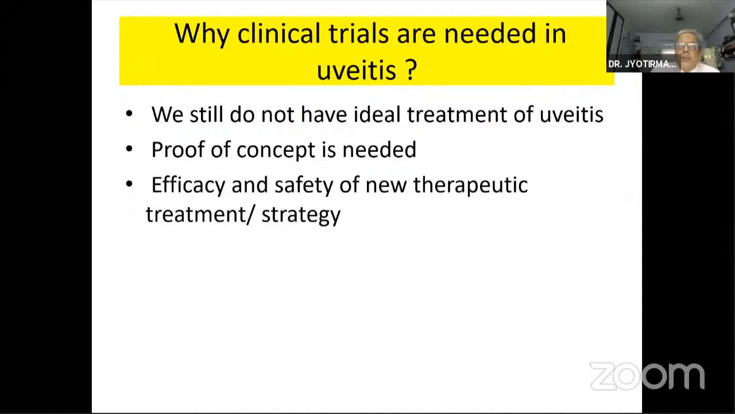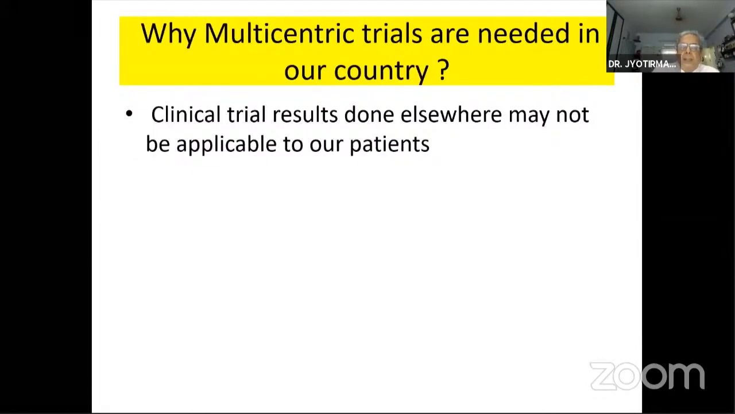So the question is, why do we need clinical trials in uveitis? Because, as Professor Ramanan told at the beginning itself, we still do not have an ideal treatment for uveitis. Many of the treatments have several complications and limitations. Proof of concept is needed. Efficacy and safety of the new therapeutic treatments and strategies has to be decided, like JAK inhibitor or tocilizumab, etc., which we need to do, to find out their safety and efficacy. Next. So clinical results done elsewhere may not be applicable to our patients, so we need multicentric trials to involve ourselves in. Next.